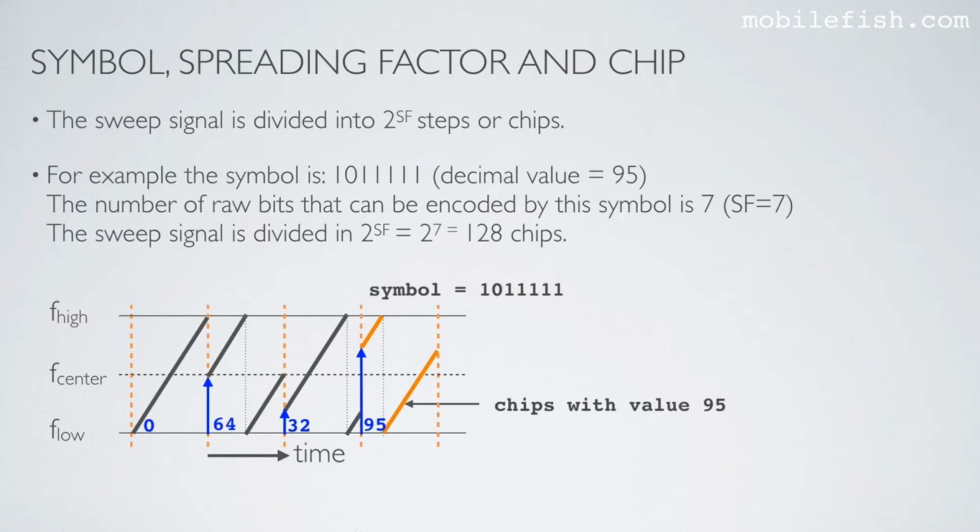Well, to keep this tutorial as simple as possible, take this sweep signal and chop it into 128 pieces and call each piece a chip. And if you order the chips in this arrangement, it represents decimal value 64. And if you order these chips in this arrangement, it represents decimal value 32. And if you order the chips in this arrangement, it represents decimal value 95. So this symbol holds 128 chips, which in this example represents decimal value 95.